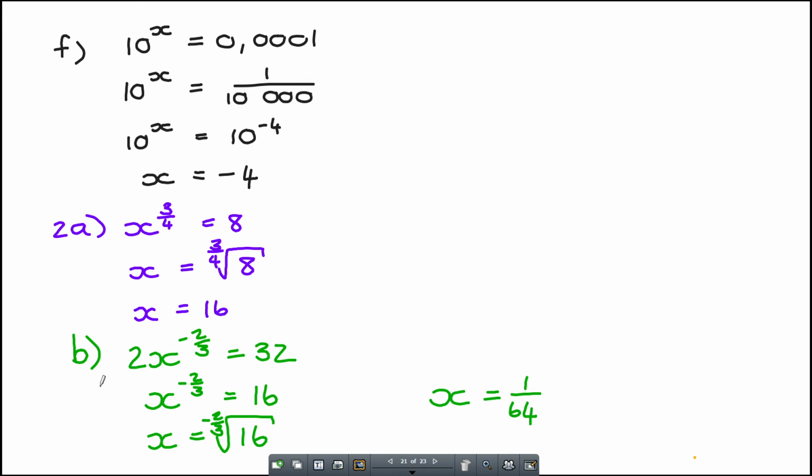Right, then at B, there was an added step here. When we wrote down those steps, we said we first got to get rid of the coefficient and then lastly get rid of the exponent. So when I get rid of the coefficient, that's 2 times x to the power of minus 2/3. If I take it over, it will become 32 divided by 2, and that's how I get the 16. You guys fine with that? Then I want to get rid of that exponent. So the opposite of that will be the minus 2/3 root of 16. And that will give you 1 over 64.